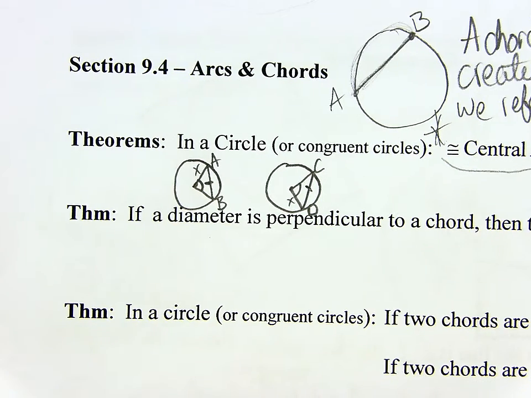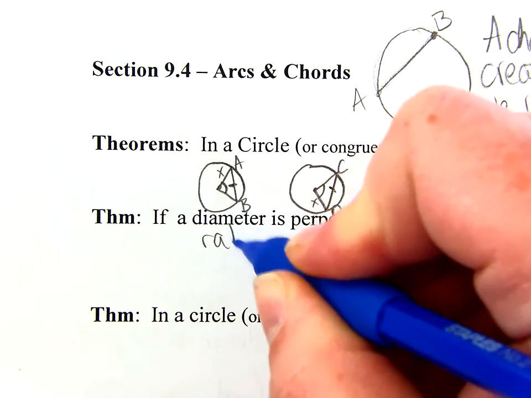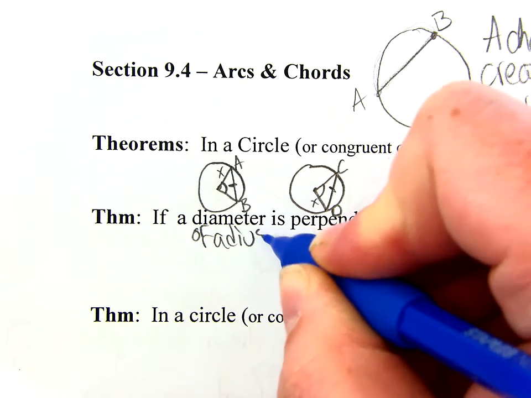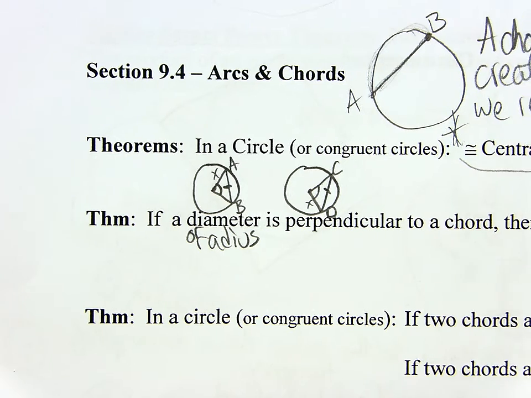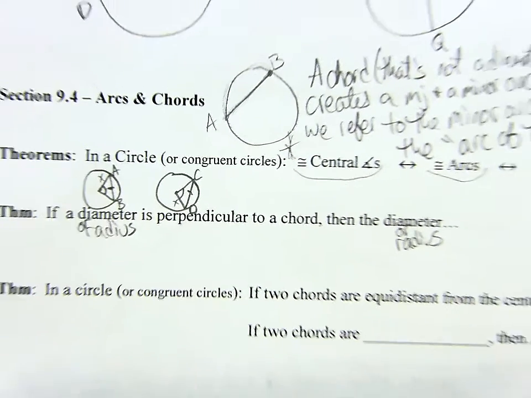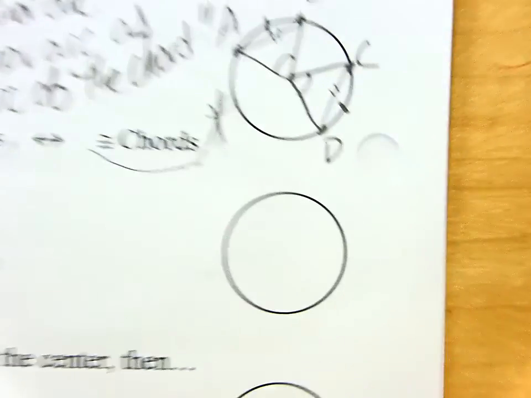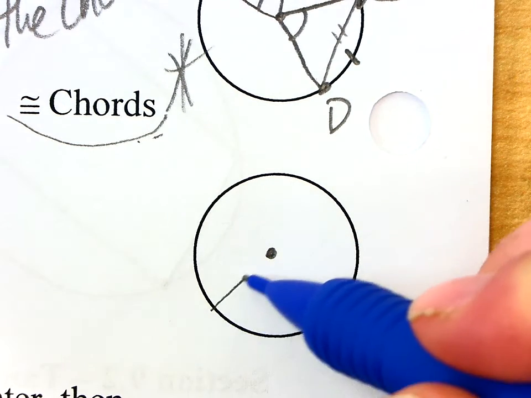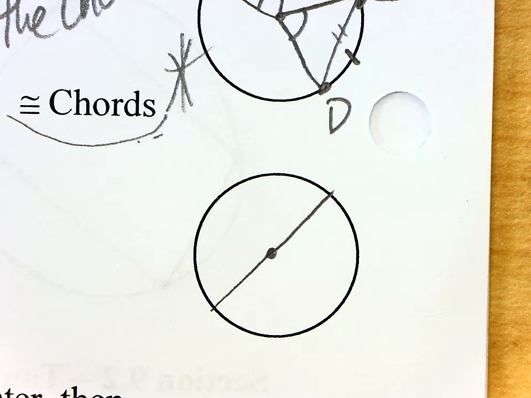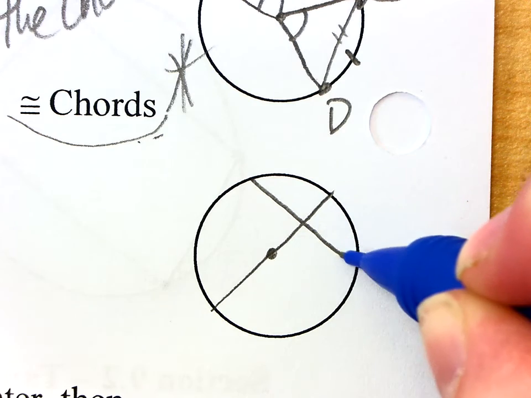Next one. If a diameter is perpendicular to a chord, then the diameter, and by the way, it doesn't have to be a diameter. It could be a radius too. A diameter or radius. So if a diameter is perpendicular to a chord, let's look at this. They gave me a circle, so I'll use it. What do we suppose is true? Let's have a diameter. So make your center dot. Draw a line through the center. I have a diameter, and they're telling me it's perpendicular to a chord.